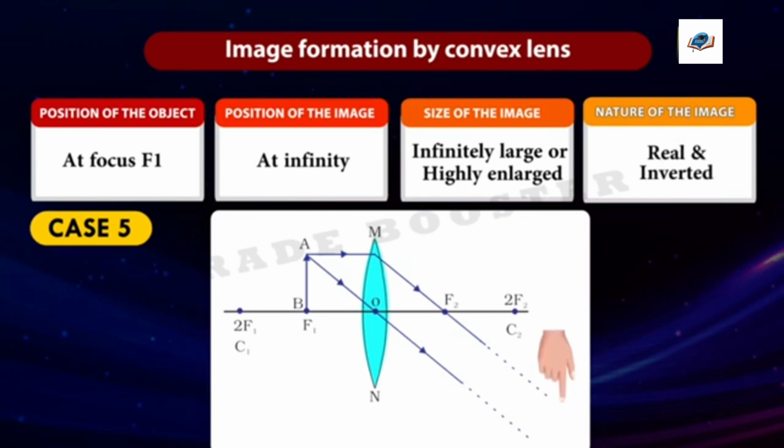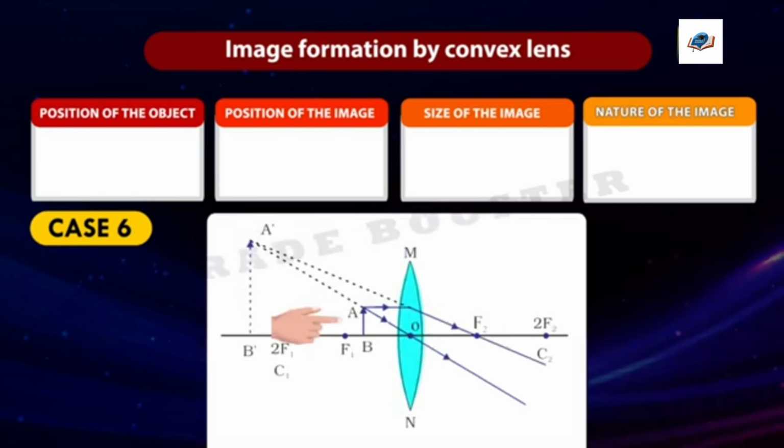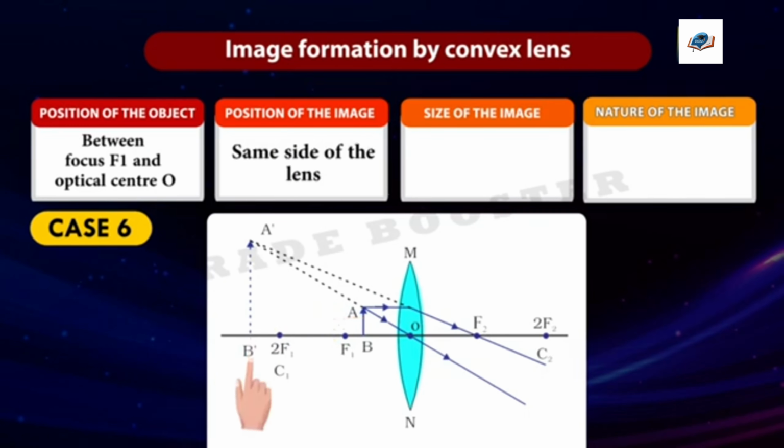Case 6. If the position of the object is between focus F1 and optical center O, the position of the image will be on the same side of the lens as the object. The relative size of the image is enlarged. The nature of the image is virtual and erect.